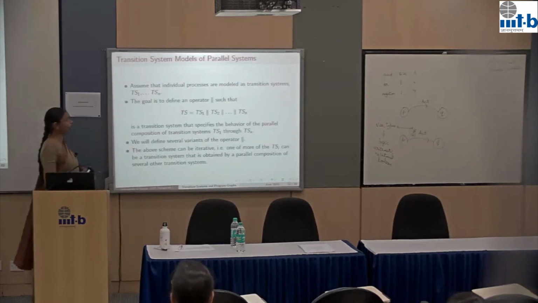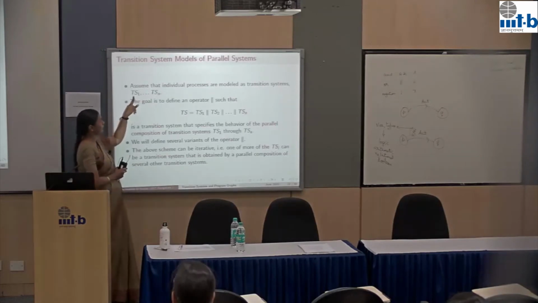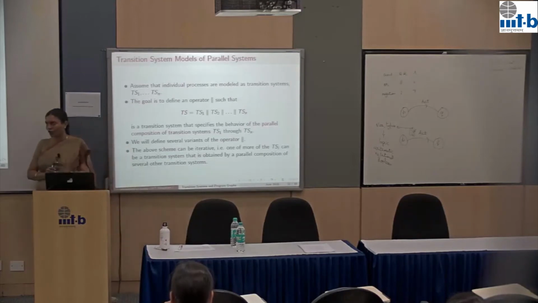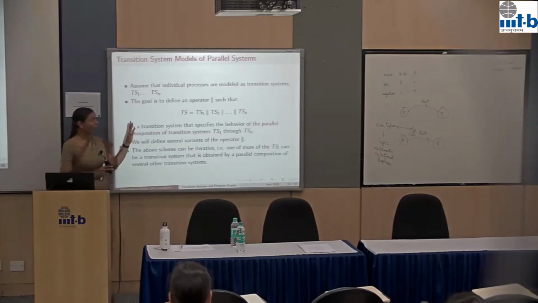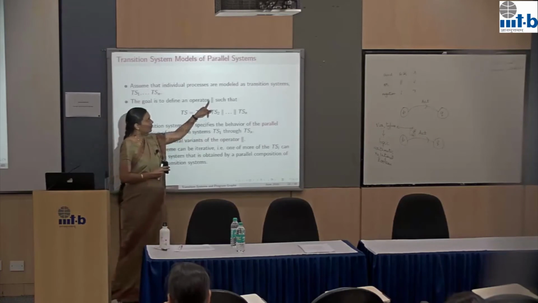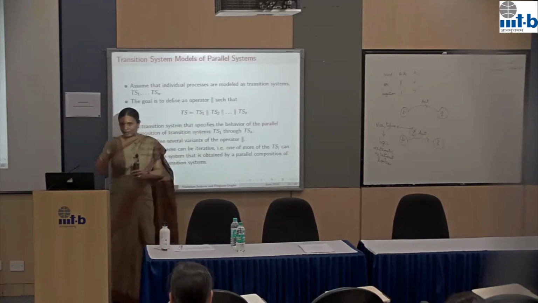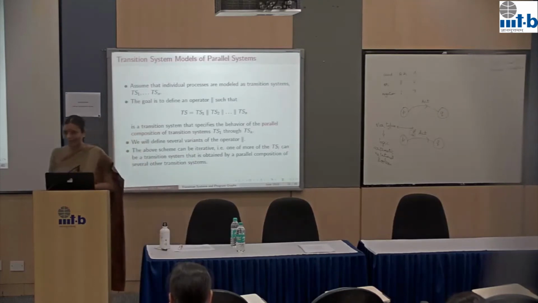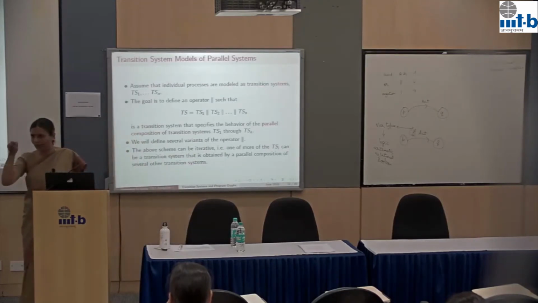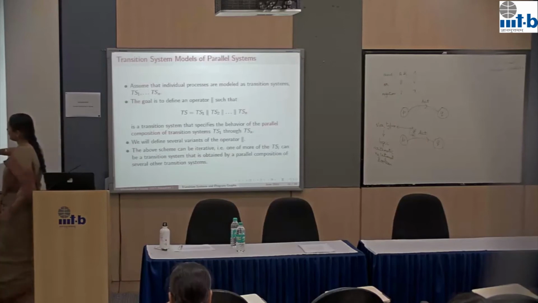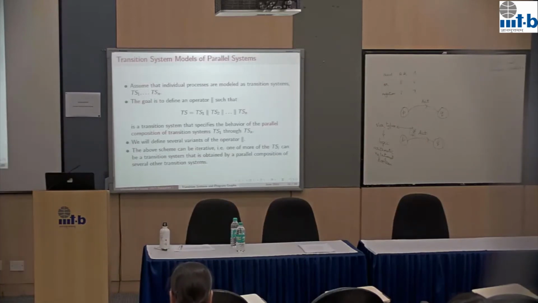Assume that each individual process is modeled as a transition system TS_i. There are n processes, so I have TS1, TS2 and so on up to TSn. The goal for us is to be able to define a parallel composition operator. Usually in computer science we write it like this, two vertical lines, not to be confused with the programming language OR. This has got nothing to do with that. It's called the parallel composition operator. So the idea is to define a parallel composition of all these n transition systems, TS1, TS2 and TSn.